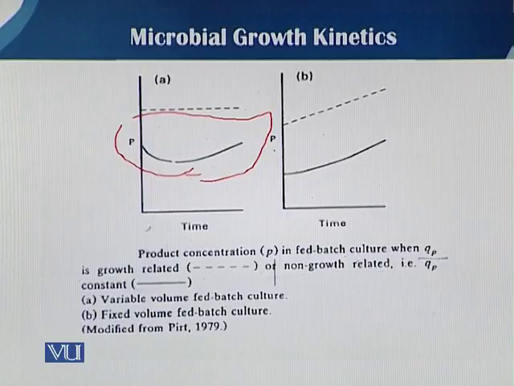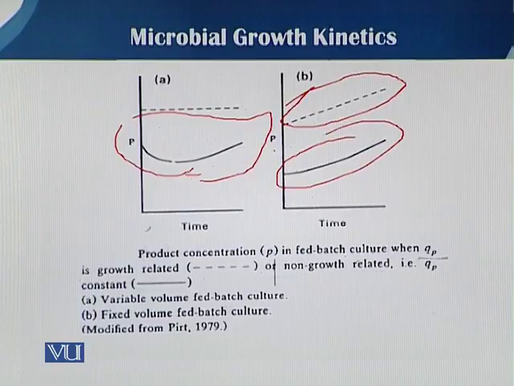But as far as the fixed volume is concerned, there is a continuous increase in biomass, and we can say that there is a linear relationship in the product concentration. In the same way, we can say that whether it is growth related or not growth related, in both cases in fixed volume we have a linear increase in product formation, or rate of product formation, during the fermentation process.